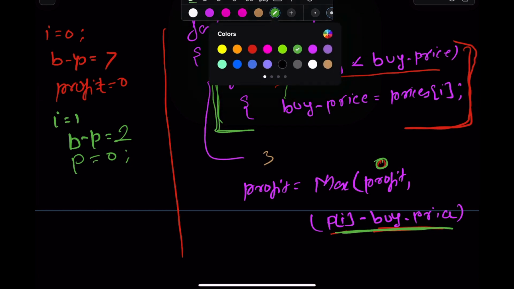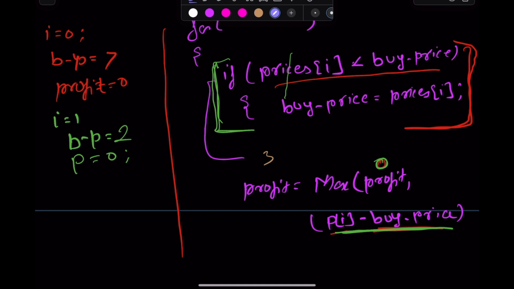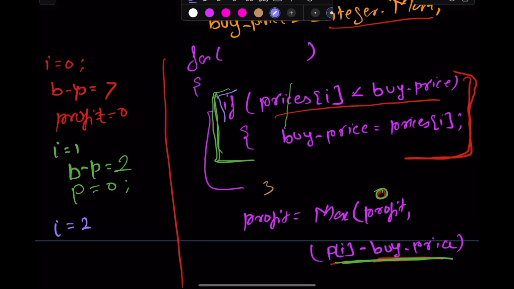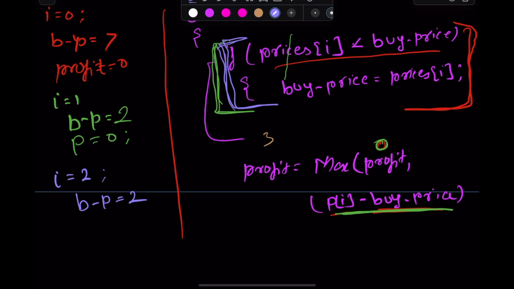Now what will happen when the value of i is 2? That's interesting. The value at index 2 is 3, and in that case the if condition won't hold true, and you will go directly to calculating the profit. So buy price remains at 2, current profit is 0, and the difference between prices at i and buy price is 3 minus 2, which is 1. So profit turns out to be 1.